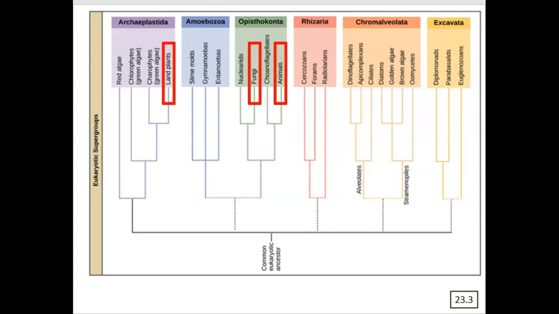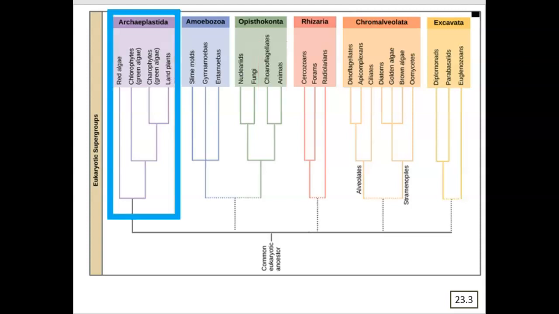Okay, so we're going to continue on and survey the different types of protists. We're going to talk about each supergroup one at a time and discuss some of their characteristics, what they do, kind of how they fit into all this. We are going to begin with the supergroup Archaeplastida.